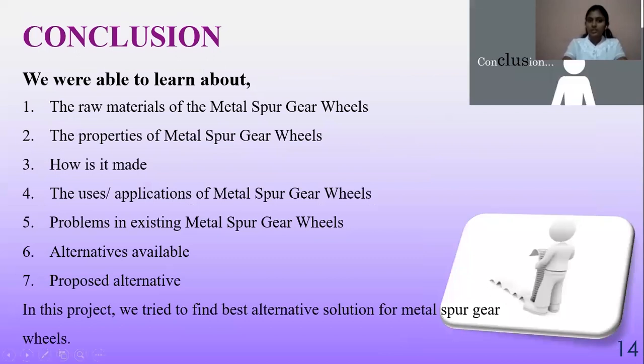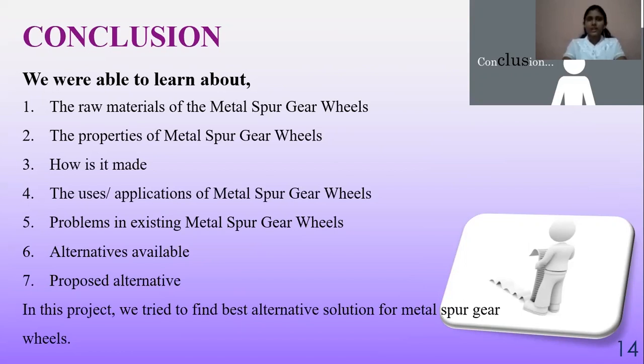When we talk about the conclusion of the product, first we learned about the raw materials of metal spur gear wheels, such as cast iron, nickel iron, and stainless steel. Then we learned the properties of metal spur gear wheels. Tensile strength, friction, and good surface are some examples. Then we studied how metal spur gear wheels are made, and the applications and uses of metal spur gear wheels.